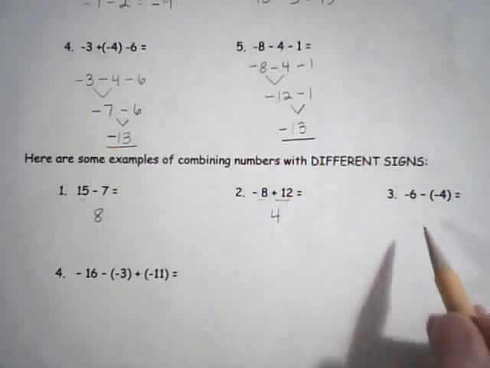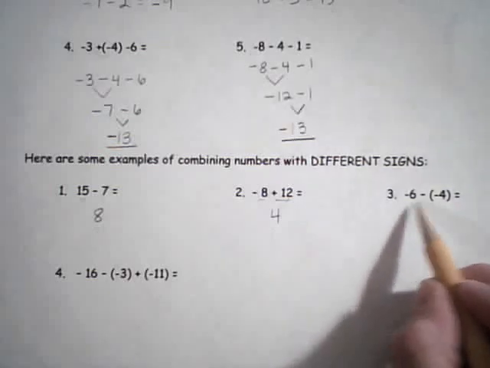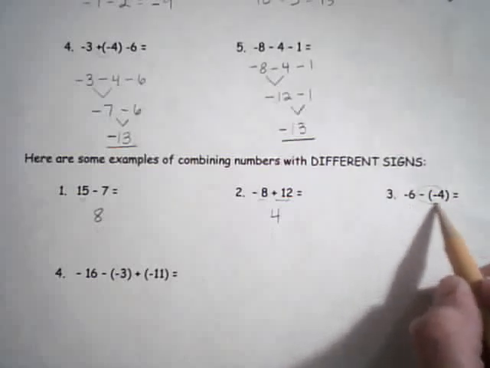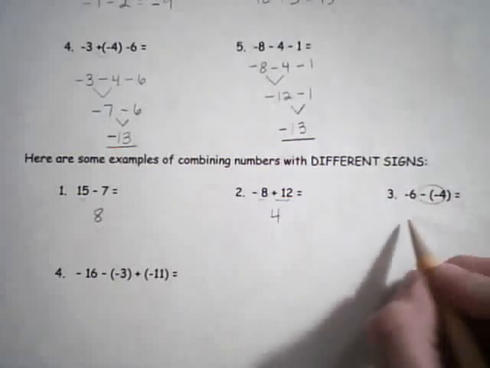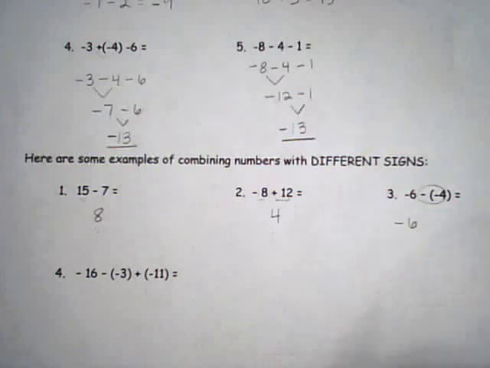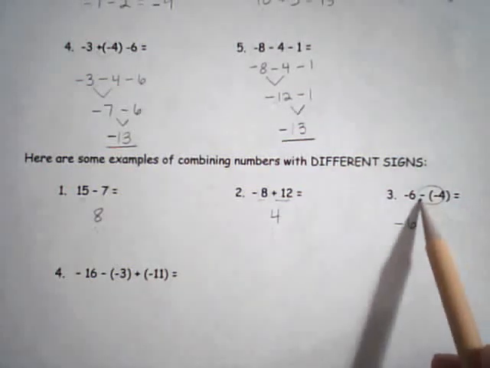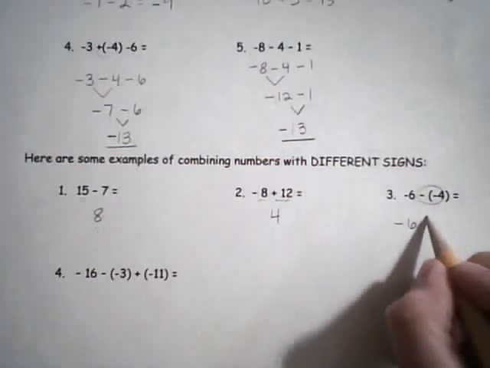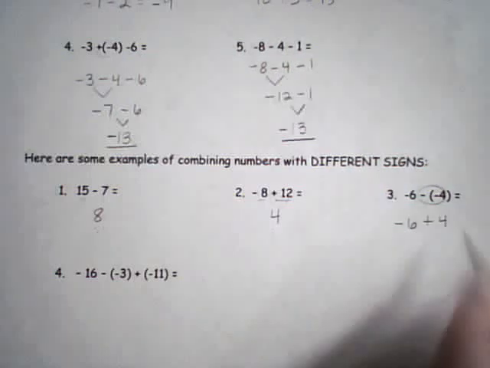Alright, number 3, I have a negative 6 minus a negative 4. So right here we have double signs, very important. I'm going to keep negative 6 since it just had one sign in front of it. This means the opposite of negative 4, so that would be changed to positive 4. So I have negative 6 and a positive 4.